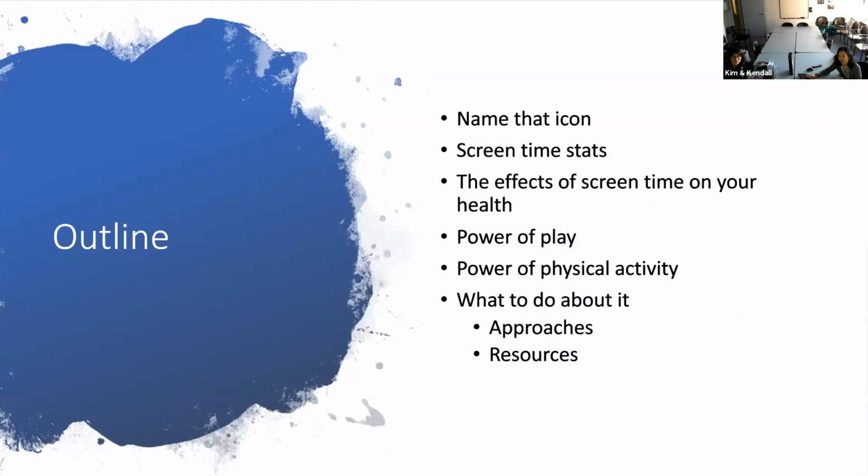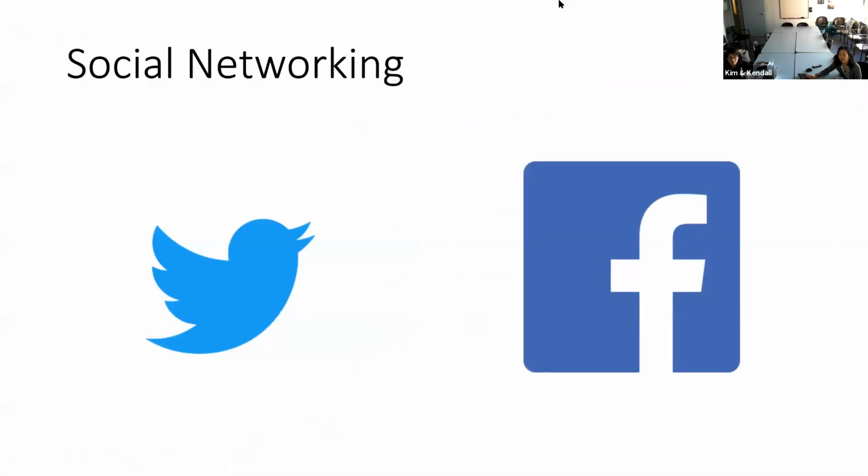Okay, so before we start, for those who were not at the R3 talks, usually grand rounds are in person, and so I was hoping for some participation through the chat. Or I don't know if people are able to speak or not, but I'll be showing you some icons of different apps or website platforms that people spend a lot of their time on. So if you wanna just type in the chat or if you're able to speak out and name that icon. We'll start off with some social networking websites or apps.